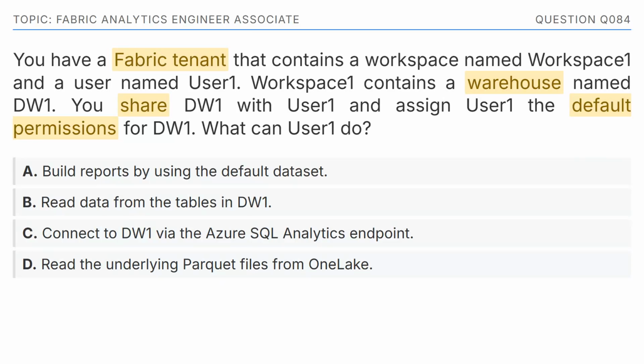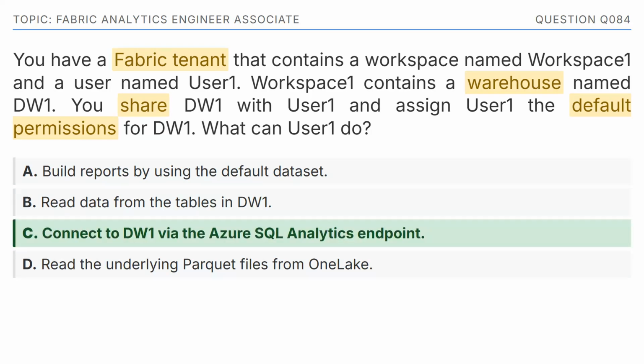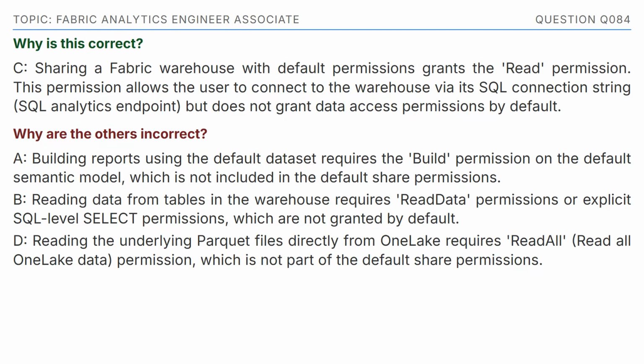To arrive at the correct answer, we focus on the keywords: Fabric tenant, warehouse, share, default permissions. The correct answer is option C, connect to DW1 via the Azure SQL Analytics endpoint. Why is this correct? C. Sharing a Fabric warehouse with default permissions grants the read permission. This permission allows the user to connect to the warehouse via its SQL connection string, SQL Analytics endpoint, but does not grant data access permissions by default.